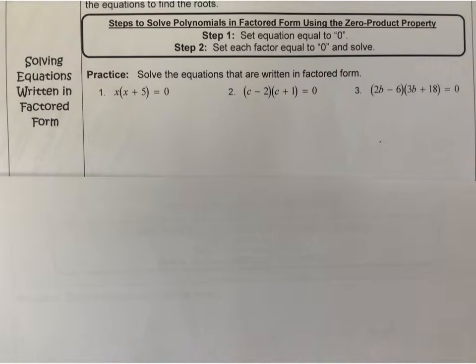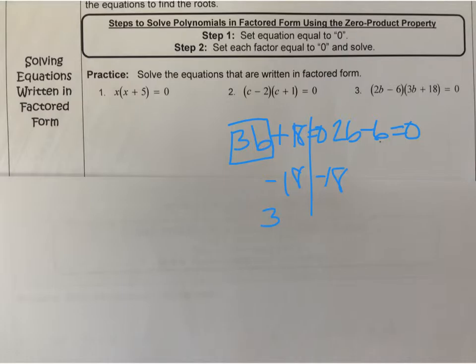And last, let's look at number 3. So we're going to take our two factors. Our first factor is 2b minus 6 equals 0. Our second factor is 3b plus 18 equals 0. Then we just solve them both for 0. So because this is our variable we're trying to get by itself, I'm going to subtract 18 on both sides. So I have 3b equals negative 18. To get b by itself, I'll divide by 3. And so b equals negative 6.